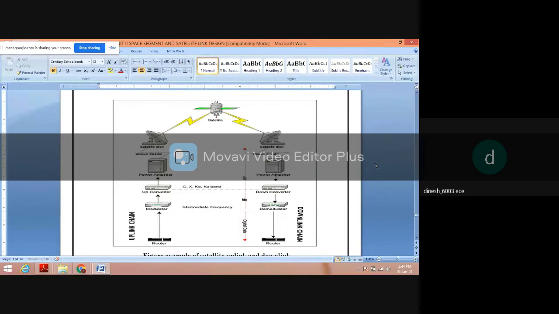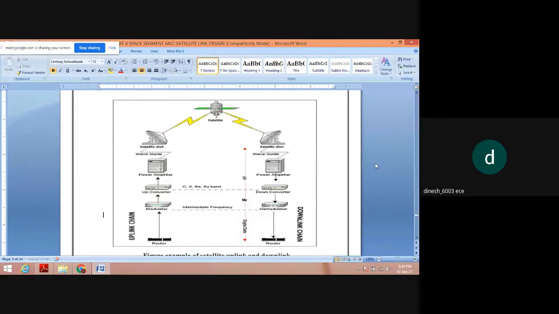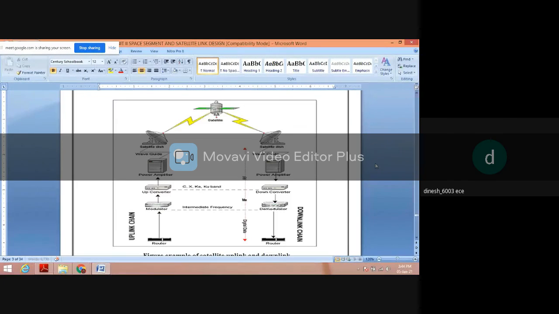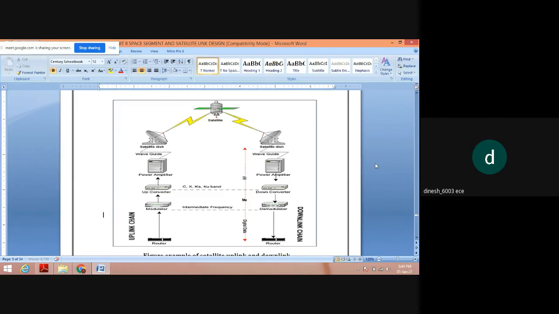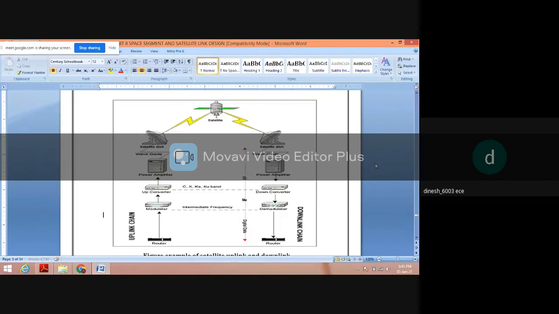Yeah, this is an example of satellite uplink and satellite downlink all together. At the top you have a satellite which is present in space. So either side can be acting as uplink or downlink, it doesn't matter. So I'm taking left side as uplink chain. So from the router, all the users, mobile equipments, devices, systems are routed through a router, and then it is modulated through a modulating system which acts as your intermediate frequency, IF stage.